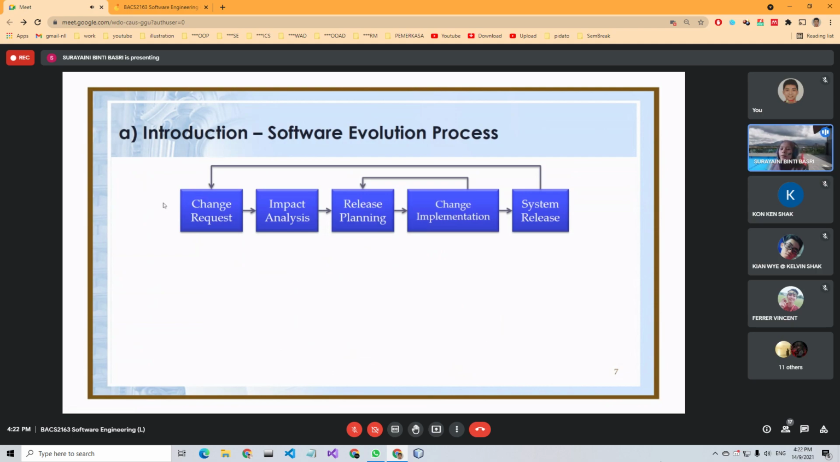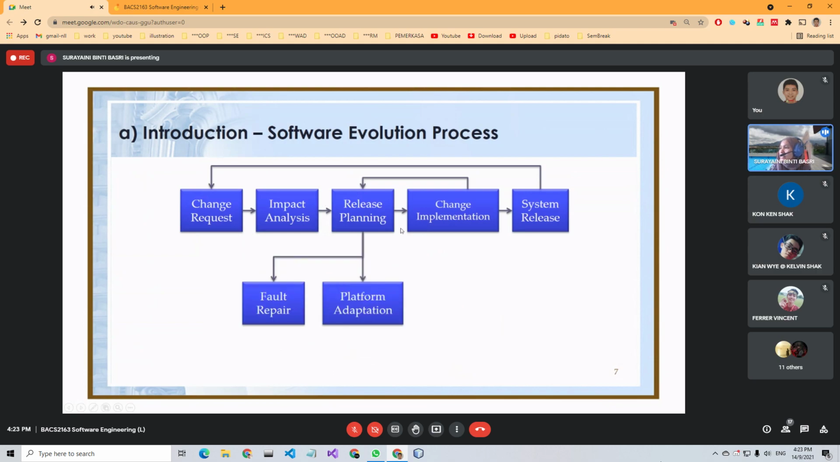So what I meant is the change request may come from the software company itself. It doesn't necessarily come from their client. After that, they will do impact analysis, like I said just now, do release testing, and then implement the changes, and after that, they will do the system release. This process can repeat as long as there are change requests from the outside.